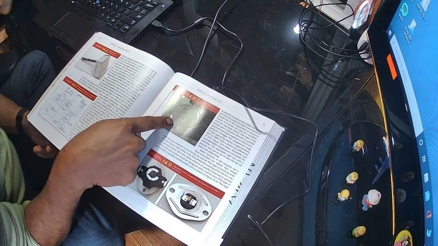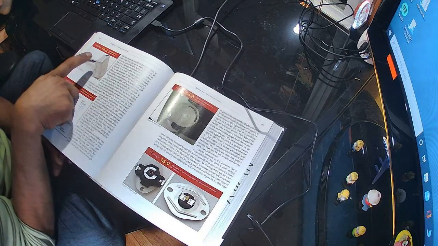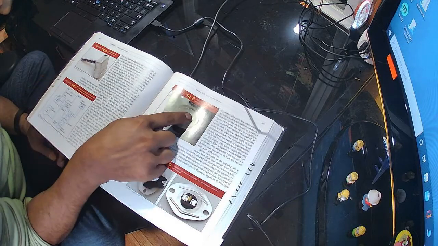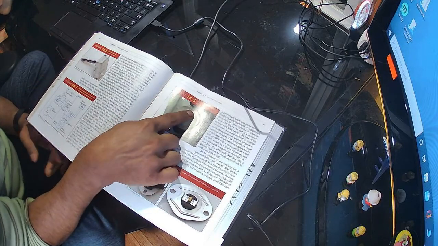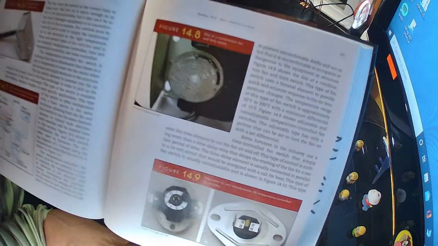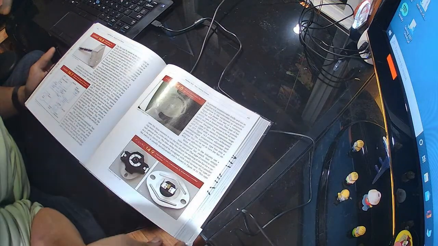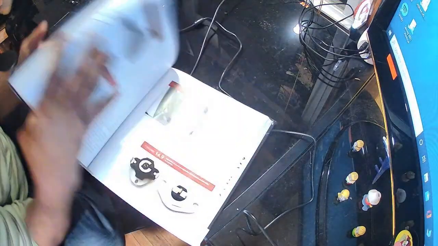These fan limit switches are very important to understand, which is the same function as this stack control. It goes into the stack and it turns on a switch once the temperature reaches a limit. I hope you can see it here. So it's 14.8. I don't know if you have the same version. This is the 9th edition.